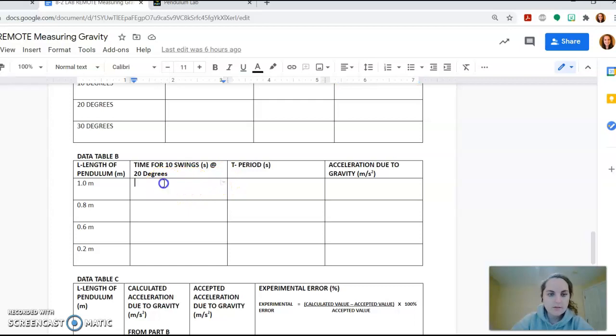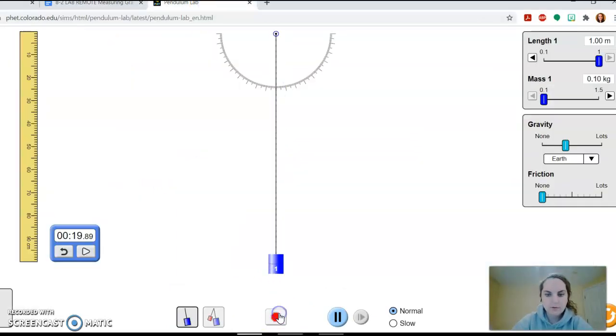All right, so data table B. This is the part where we're actually changing the length of the pendulum. The time for 10 swings at 20 degrees. So I'm going to stop this pendulum right here, reset my dial, and set the new pendulum. It's still at 1 meter, but now it's at 20 degrees.